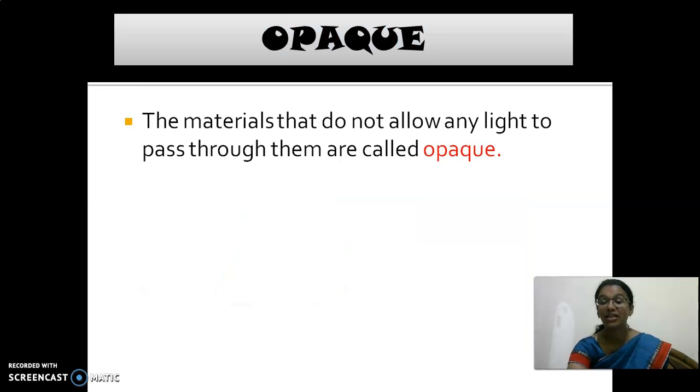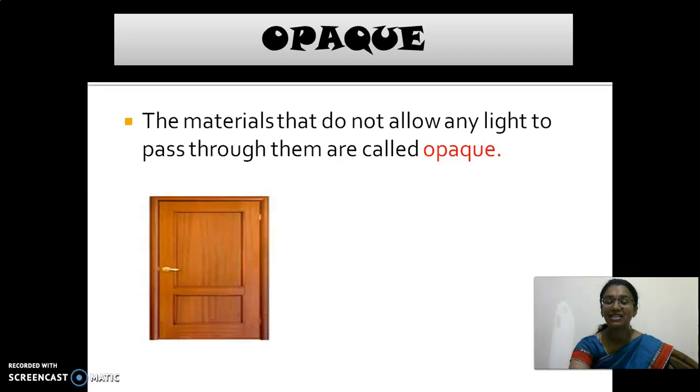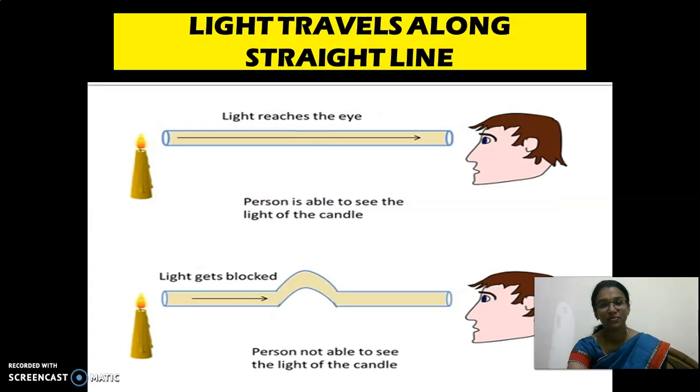Examples. And then opaque. These materials do not allow any light to pass through them. They are called opaque. Example, wood.